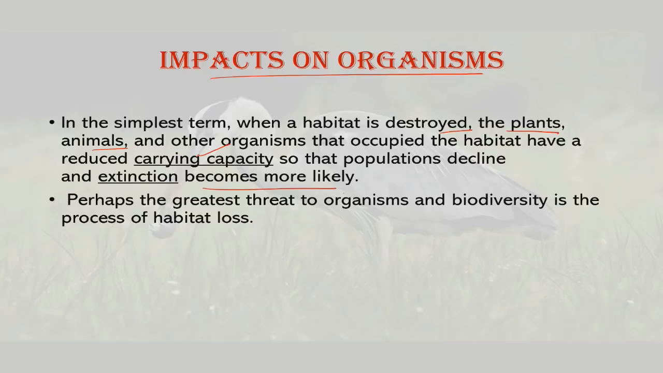Perhaps the greatest threat to organisms and biodiversity is the process of habitat loss. Scientists found that 82% of endangered bird species were significantly threatened by habitat loss. Most amphibian species are also threatened by habitat loss, and some species are now only breeding in modified habitat. Endemic organisms with limited ranges are most affected by habitat destruction, mainly because these organisms are not found anywhere else in the world and thus have less chance of recovering.